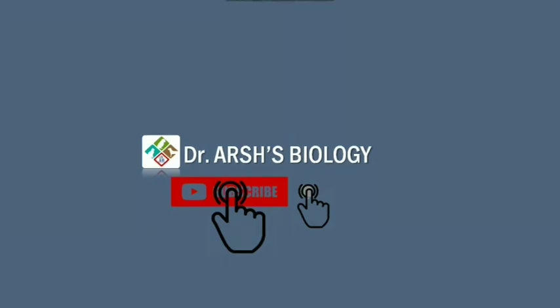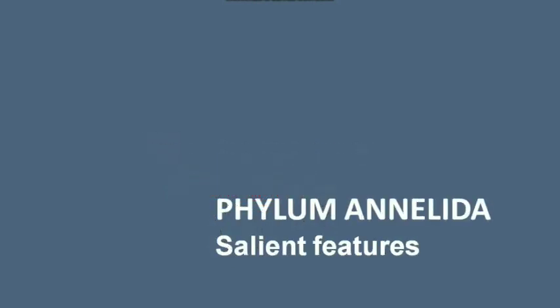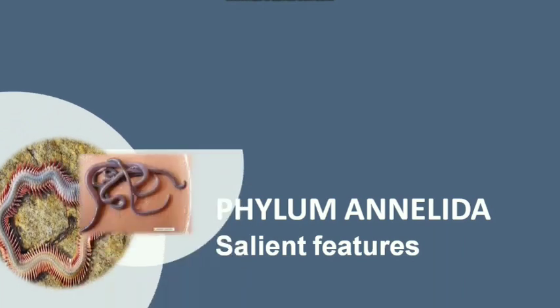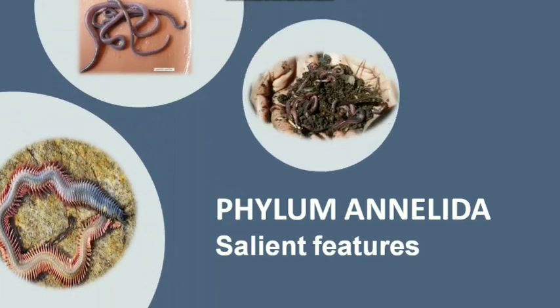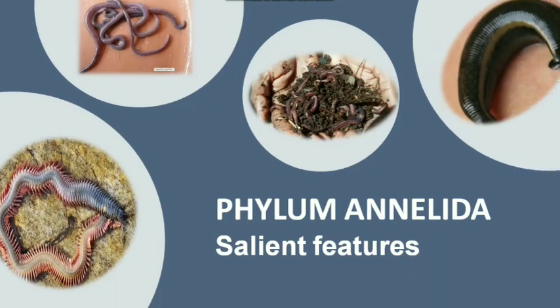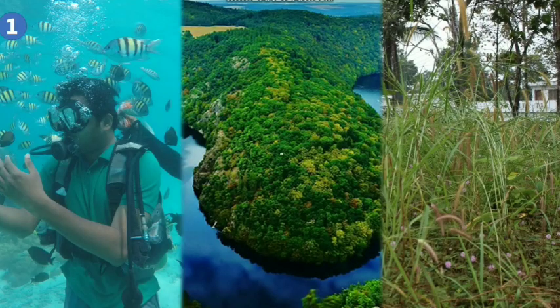In this lesson, we are going to learn about salient features of phylum Annelida. In addition to the salient features, we also have to learn about the features of Nereis, earthworm, and about vermiculture plus leech. Now let us see the characters of phylum Annelida.